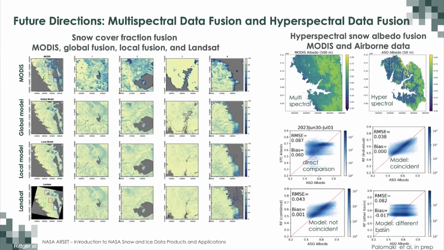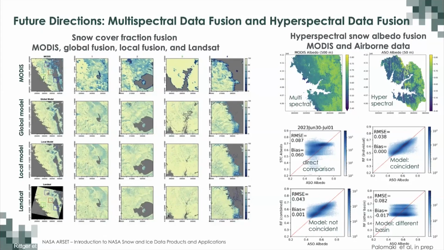Our recent work, published in 2024, developed a local model that uses training from the surrounding region and resulted in more accurate snow maps than both MODIS and a global fusion that was trained on full Landsat images. Currently, this is not being done operationally, but once trained, the model could be used with our current MODIS or future VIIRS data as input.